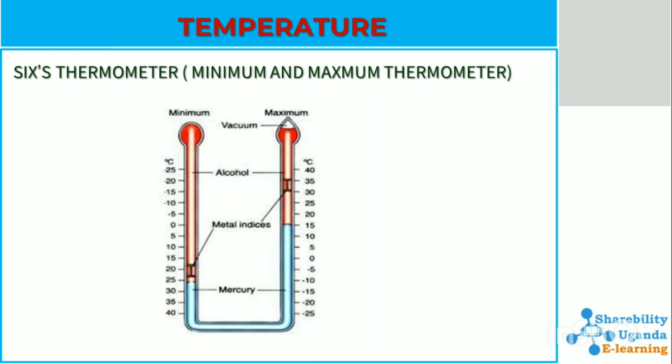In the diagram is an example of the Six's thermometer, or the minimum and maximum thermometer. It has two sides. One side is for measuring the maximum temperature, and the other side is for the minimum temperature.